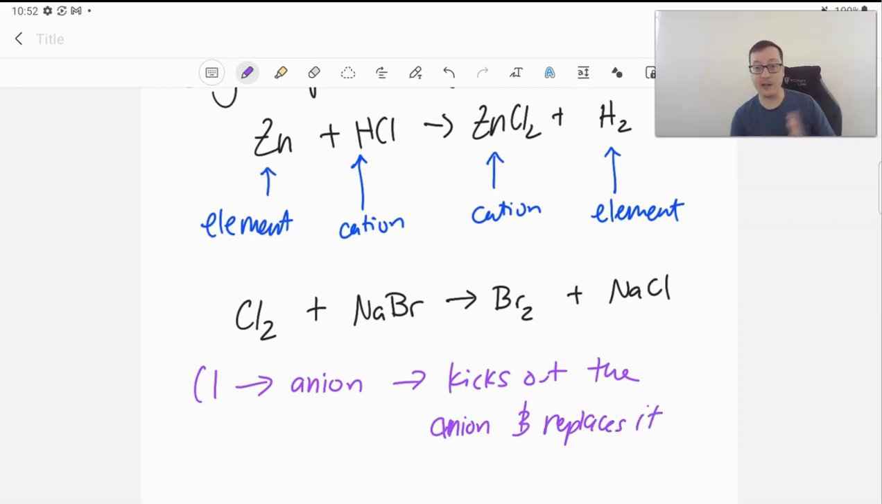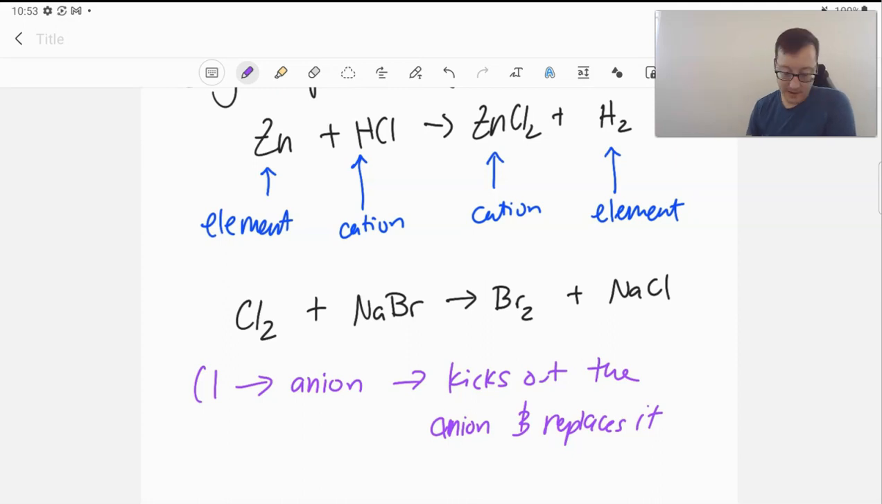So this is why we call it single replacement. One thing is being replaced. In the first case, we're kicking out hydrogen and replacing it with zinc. In the second case, we are kicking out bromine and replacing it with chlorine. Remember for all of these that we also have to charge balance. That's why zinc chloride is ZnCl2. We also need to remember our diatomic elements. Hydrogen, chlorine, and bromine are all diatomic, so we need to indicate when they're in their element form that they have the 2 there. All right, very important.